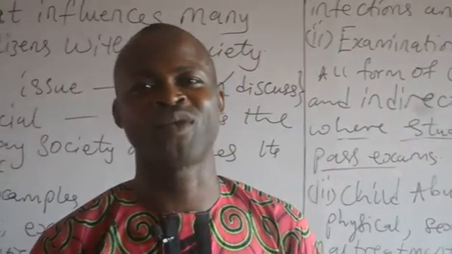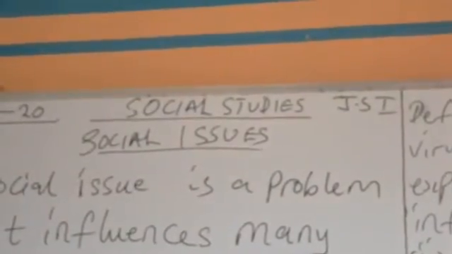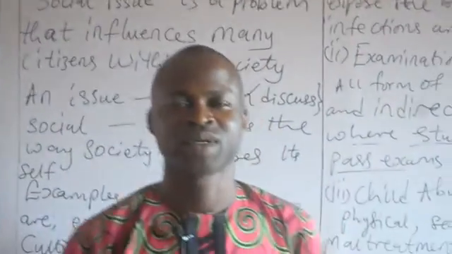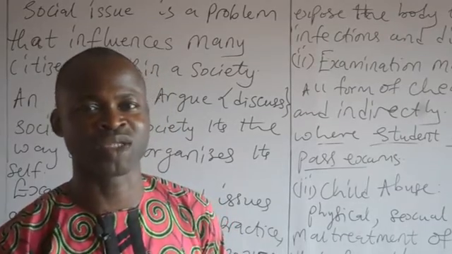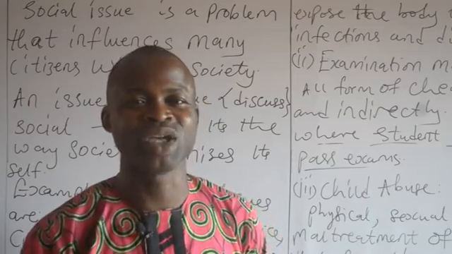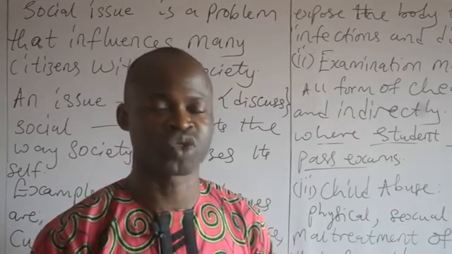Remember, before now, we have gone through a series of topics, about three or four, so this makes it the fourth one. The first one, socialization. The other one, agents of socialization. The third one, road safety club as an agent of socialization. And today, we are looking at social issues.